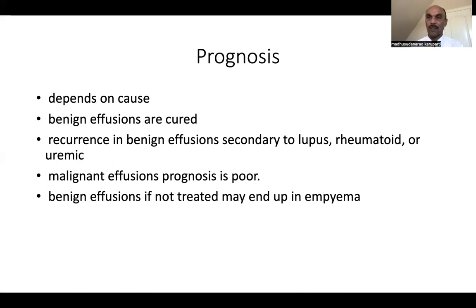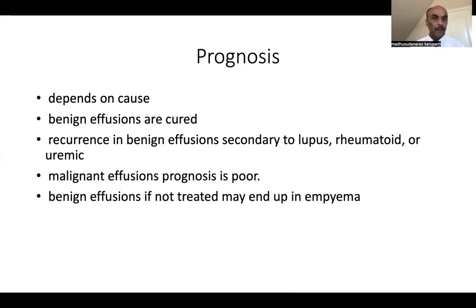Say, for example, you attend to the treatment of congestive heart failure in a patient with cardiac pleural effusion. The same way, treat the nephrotic syndrome in renal pleural effusion. Correct the hypoalbuminemia in nutritional disorders. So patient is going to improve without any recurrence. So the prognosis is relatively good in transudative pleural effusions when compared to exudative pleural effusions.